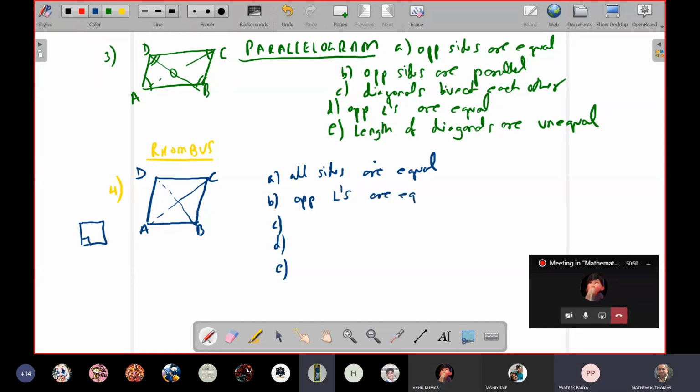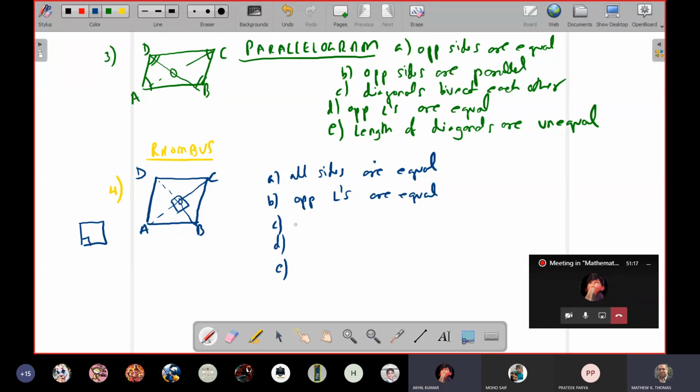So the diagonals are equal? No. Diagonals are not equal here. Again, AC is bigger than DB. Look at the diagram carefully. You draw a rhombus, AC will be bigger. Diagonals are not equal. The diagonals are perpendicular to each other. Yes, diagonals will be perpendicular to each other and they will also bisect each other. So please remember, all angles are not equal, only the opposite angles. A will be equal to C, B will be equal to D.